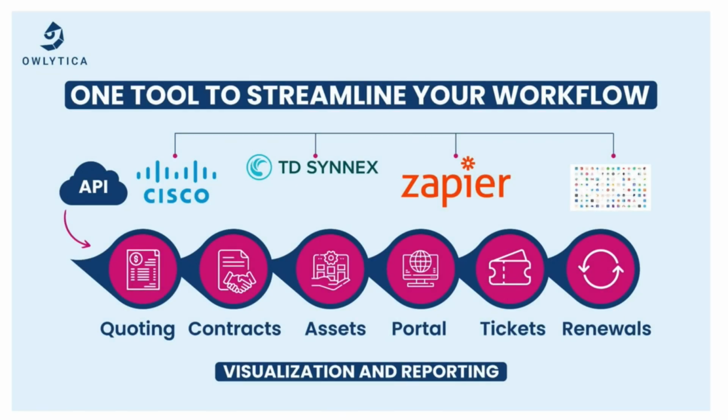So let me tell you a little bit about Owlytica, and then I'll show you the platform. If you're in a third-party maintenance business, you need a few things to solve your operational workflow. You need quoting, contracts, assets, a customer portal, ticketing, and renewals. I tried to build this system with multiple tools cobbled together, and I never could make it work. So we decided to build our own system and pass clean data from step to step, from quoting, contracts, assets, portal, ticketing, and renewals, and then have a reporting and visualization layer on top to see the data and make good decisions. Let me show you the platform.